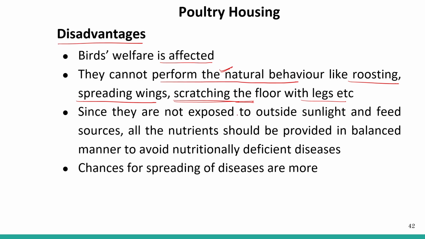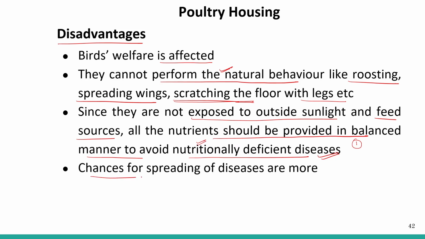Since they are not exposed to outside sunlight and feed sources, all the nutrients should be provided in a balanced manner to avoid nutritionally deficient disease. So one should keep this in mind, that there should be proper nutrition, or balanced food should be given to them. Chances for the spreading of diseases are more. If one is exposed to disease, then the chance of spread of the disease is higher, because they are so close in one place.